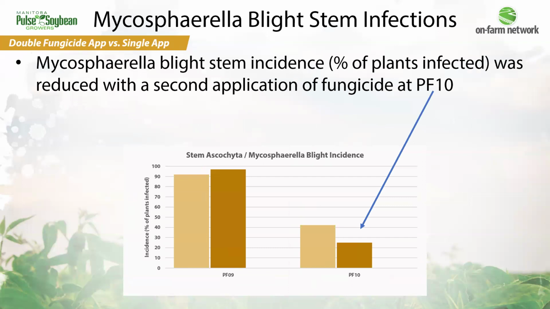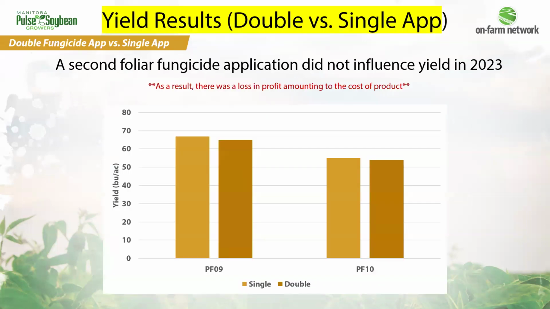In terms of stem infections, a second application of fungicide did reduce the percent of plants with stem infections at P. fungicide 10. Incidence of stem disease at P. fungicide 9 actually went up a little bit, but not significantly. A second foliar fungicide had no influence on yield in 2023, and thus there was a profit lost equal to the cost of fungicide product and application.